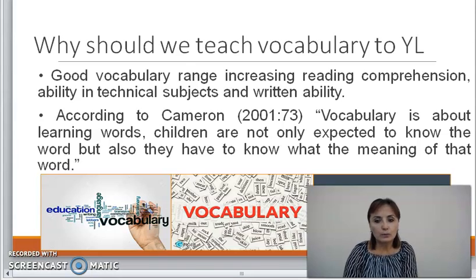Good vocabulary range, increasing reading comprehension ability in technical subjects and written ability. According to Cameron, vocabulary is about learning words. Children are not only expected to know the word, but also they have to know what the meaning of that word is.